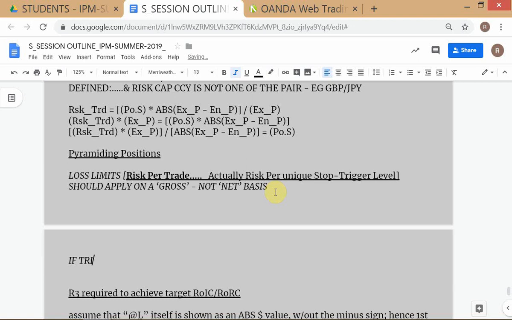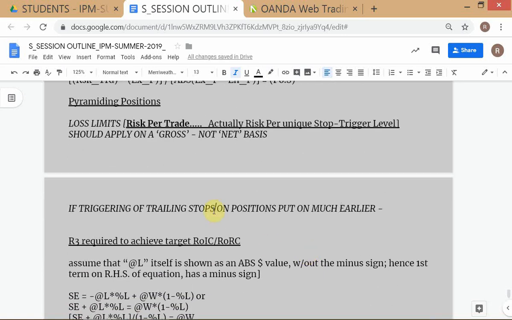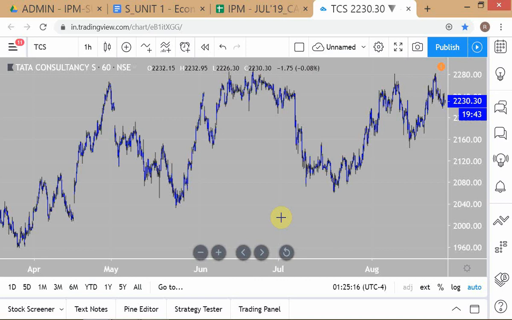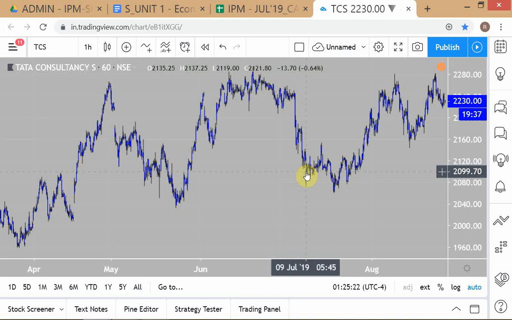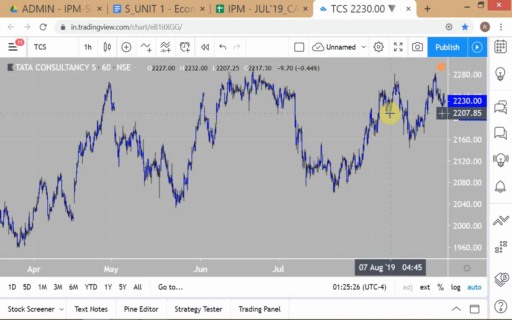If the triggering of trailing stops on positions put on earlier, or let's make it much earlier to make it clear, where if the triggering of trailing stops on positions put on much earlier, what am I talking about? I'm talking about this position I put on much earlier for 500 shares for the short term system, roughly 2100, and this is the trailing stop for that position I put on over here. Now this is the trailing stop. When this stop triggers, there will be a profit on this 500 share lot.